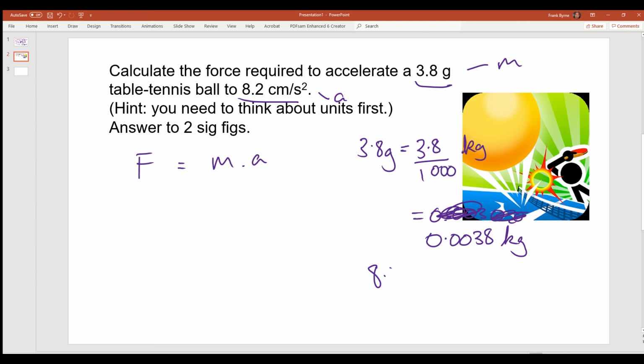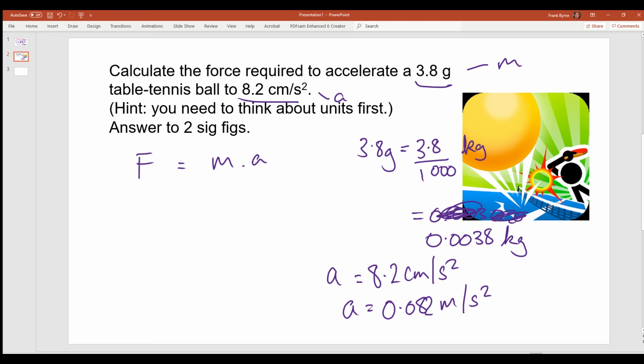8.2 centimeters per second squared. Well, that's not quite it. You need to divide by 100 this time, so it's not 0.8, it's 0.082 meters per second squared. So there's my acceleration. I mean, they're both accelerations, aren't they? One's in centimeters per second squared, the other is in meters per second squared.